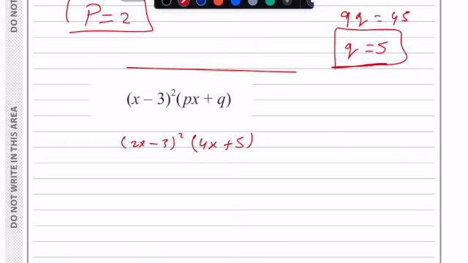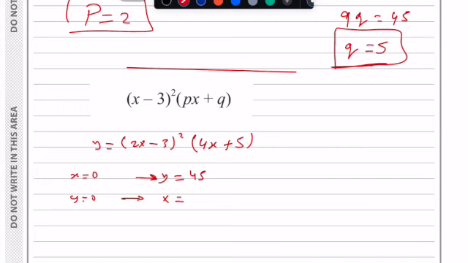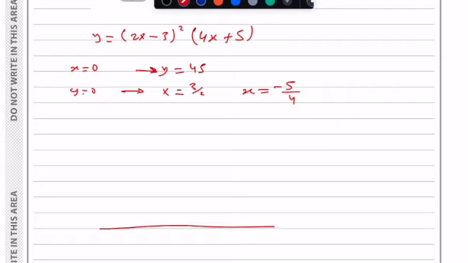Getting the x-intercept and y-intercept. When we put x equal to 0, y is going to be 3 squared times 5, which is 45. And we put y equals 0. We have a repeated root, which is x equal to 3 over 2, and x equal to negative 5 over 4. Do the graph directly without hassle.